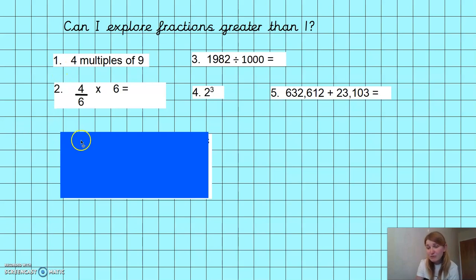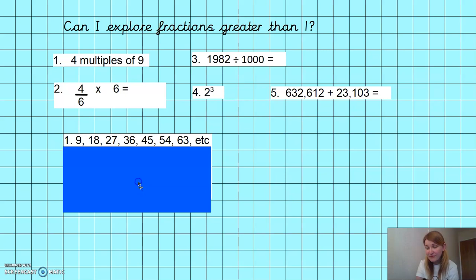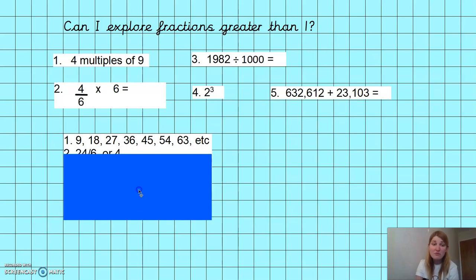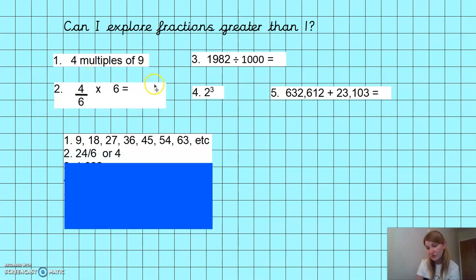Right, okay, so multiples of 9 are just any number in the 9 times table. We've listed some here, but obviously even if you've got a bigger number, as long as it's in the 9 times table, that counts. Number 2, you multiply the numerator by the whole number, 4 times 6. Denominator stays the same, so it'd be 24/6. Don't worry if you're not sure on that. We're going to revisit that later this term.